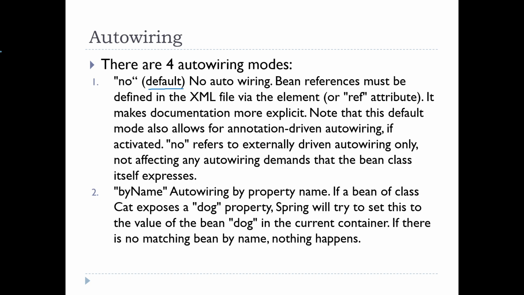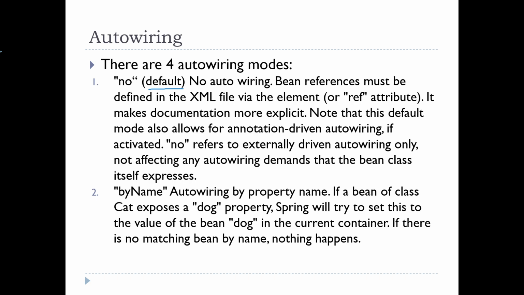In the second type, which is byName, auto-wiring by name means that if we have a bean of some type, and if the name of that bean, which is the ID of that bean, is the same as the property of some other bean, then Spring will automatically wire those two beans.